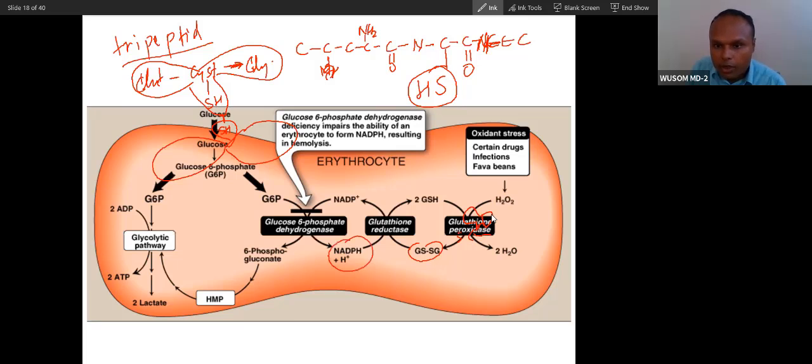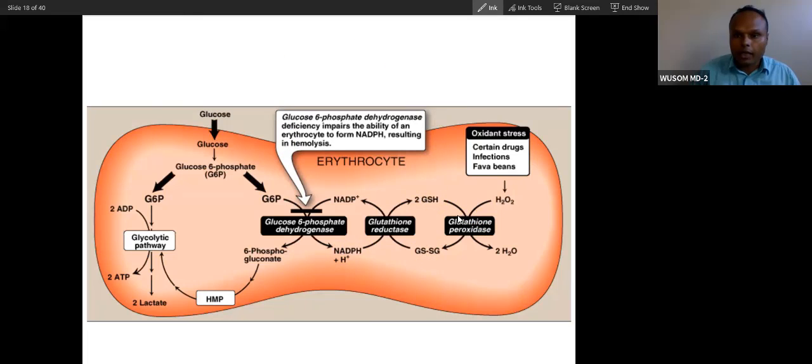So this is glutathione peroxidase. This glutathione is a completely important part of glutathione peroxidase. It will reduce this free radical. Now this glutathione will be rejuvenated by this enzyme, glutathione reductase, here. So this will be rejuvenated and will be used again.